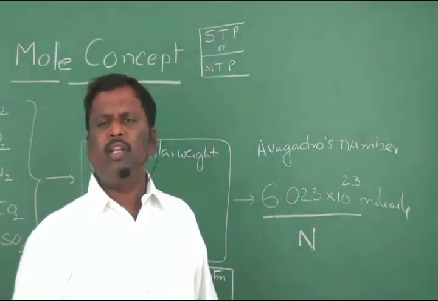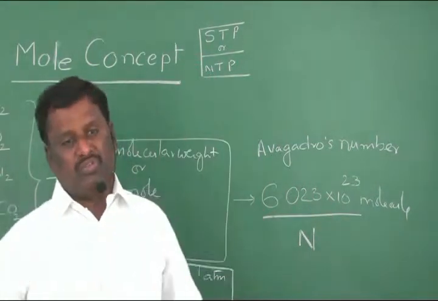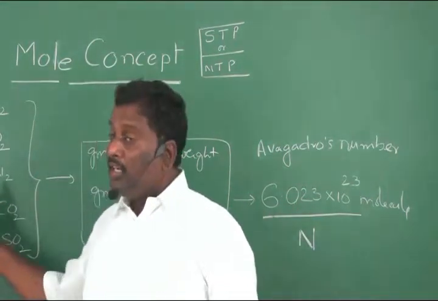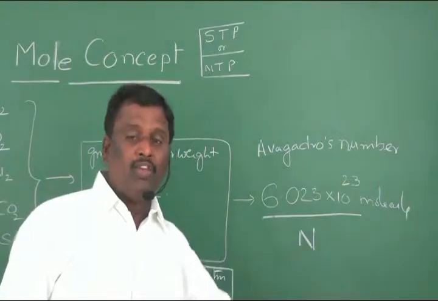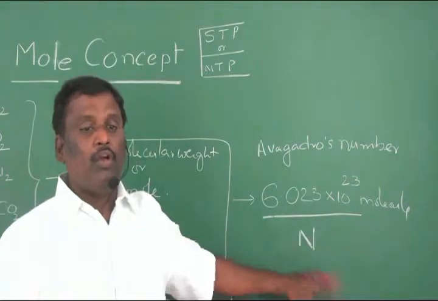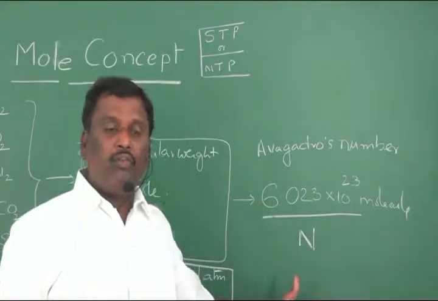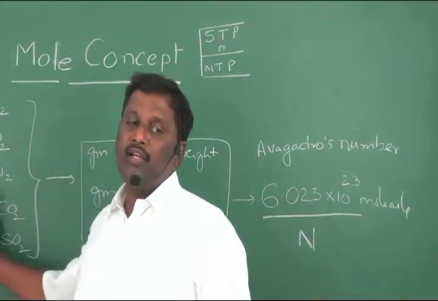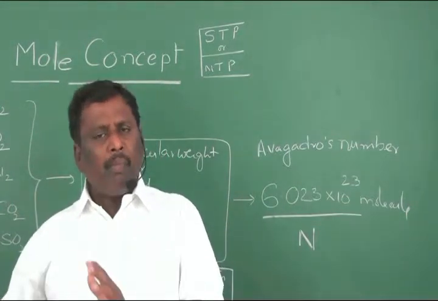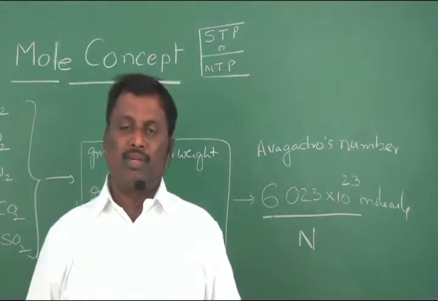It's a large number. That means 2 grams of hydrogen will contain this much number of molecules. The same number of oxygen molecules are present in 32 grams. The same number of SO2 molecules are present in 64 grams of SO2. The same number of CO2 molecules are present in 44 grams of CO2. The same number of nitrogen molecules are present in 28 grams of nitrogen. So they are interrelated. The mass of the gas is interrelated with the number of molecules that were present in it.